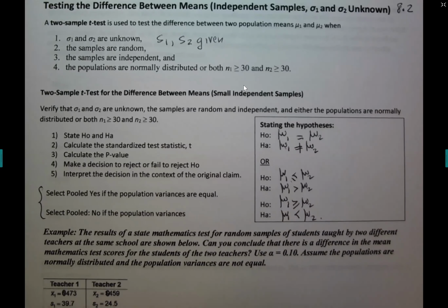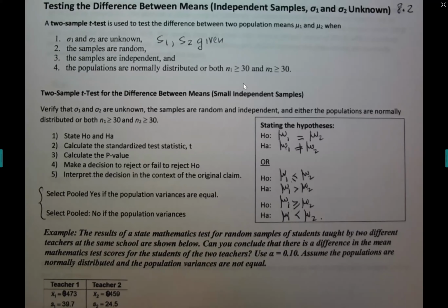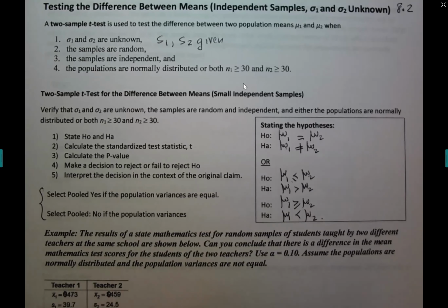We wanted to check if there is a difference in the mean math test scores. Step one: mu1 equals mu2. It's very simple, guys, once you figure out what the null and alternative hypotheses are.